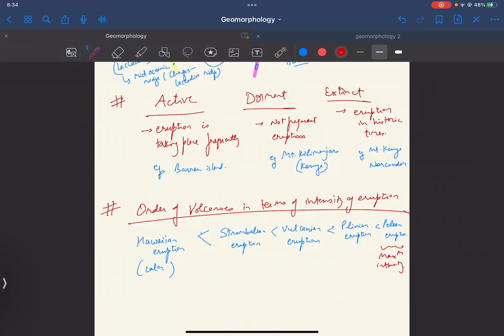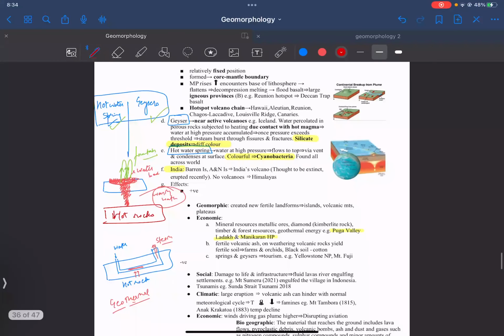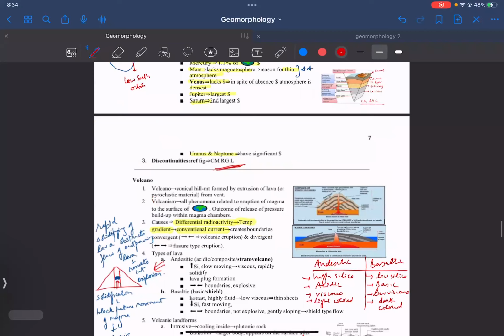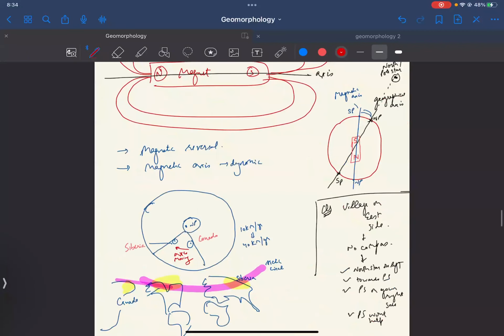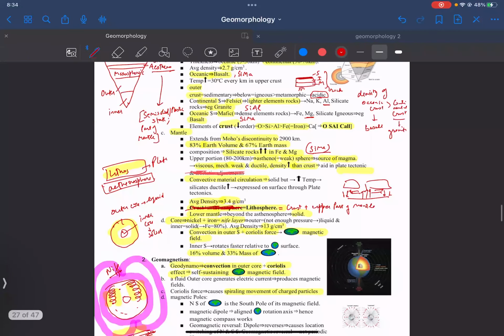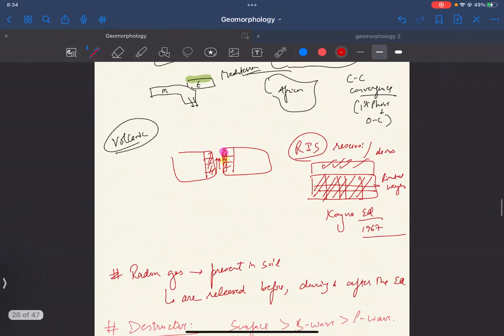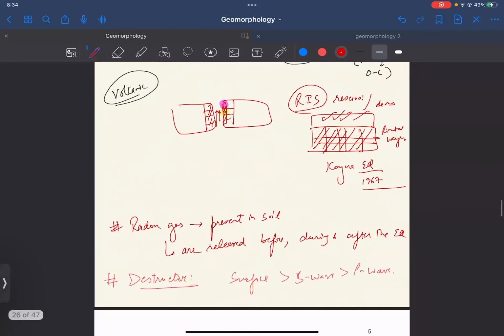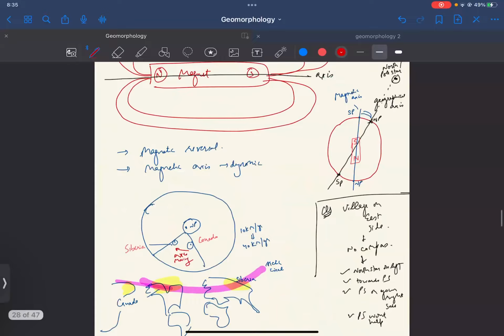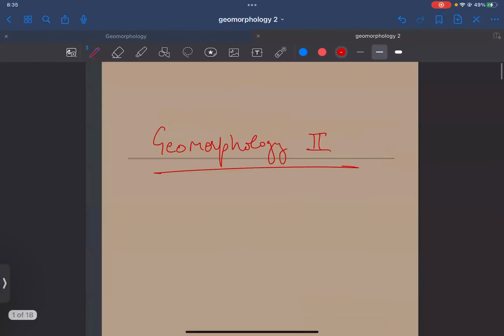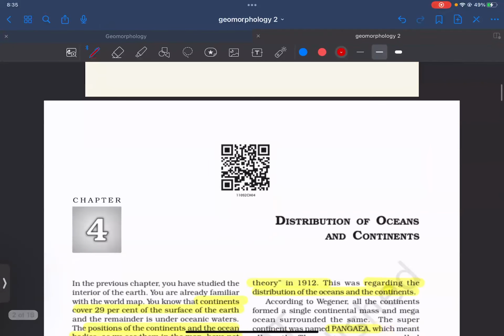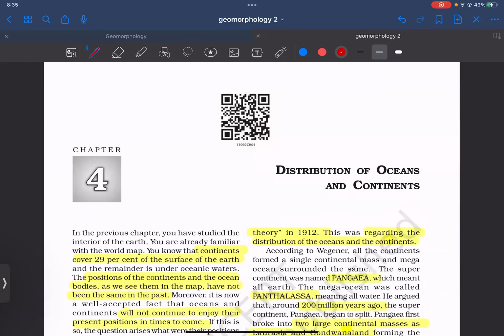All right. So the volcanoes topic is done. We have already covered chapter 1, basics of geomorphology. Then we covered the topic of the interior of the earth. In the interior of the earth, we have seen sources, the earthquake topic done, the volcano topic done properly. So our next topic is distribution of oceans and continents, right? Distribution of oceans and continents is also a favorite topic of UPSC for mains.